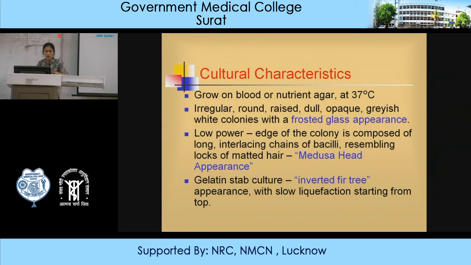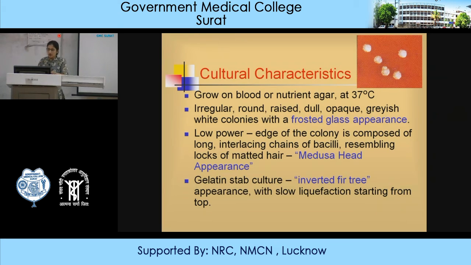If we see this colony directly under the low power of the microscope, on the edges you can see the interlacing chains of the bacilli, and they resemble the locks of matted hair. So that's why it is known as a medusa head appearance. This is another terminology used for the cultural characteristics of the organism. Then gelatin stab culture shows an inverted fir tree appearance with slow liquefaction starting from the top.